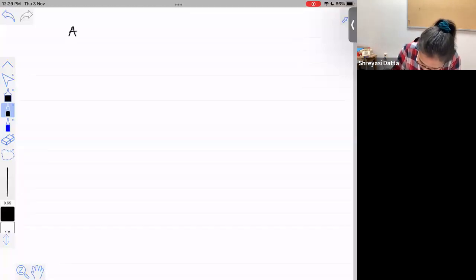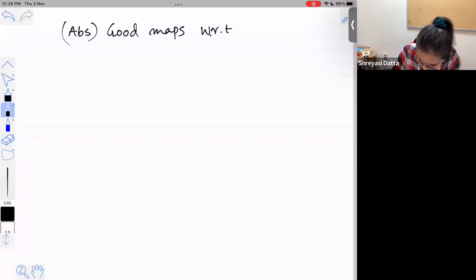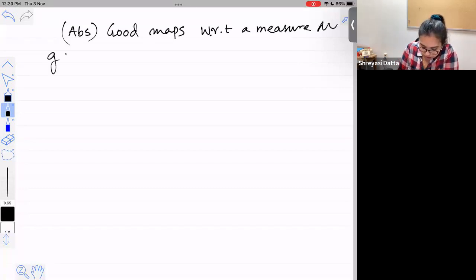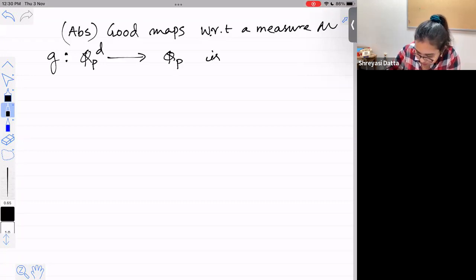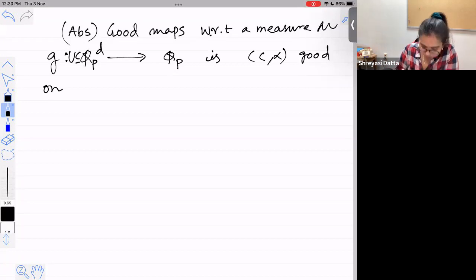So, good maps with respect to a measure. So if you take, let's say, a function g, it doesn't matter which field you're talking about, the definitions are all the same. In fact, you can talk about a map from some metric space to a field and talk about good maps. So I'm just going to write for Q_p, since we're talking about Q_p. So g is a map from Q_p^d to, let's say, Q_p. It is called C alpha good, so let's say this is a map from an open set of Q_p^d, on U.